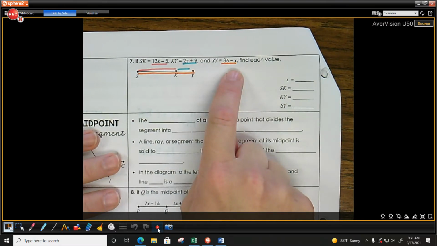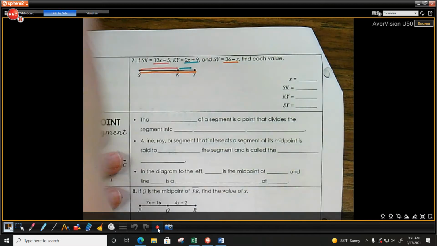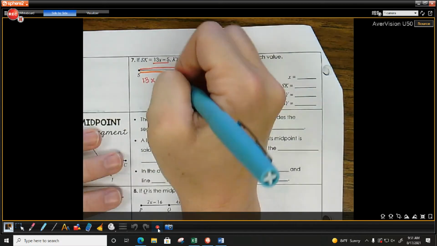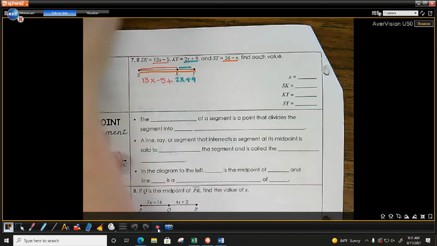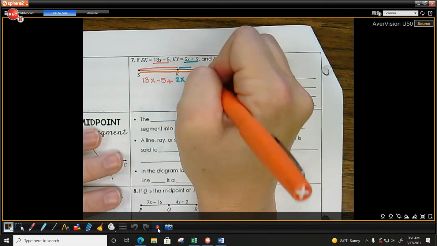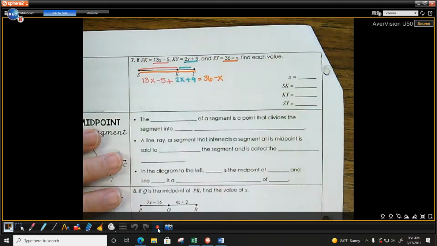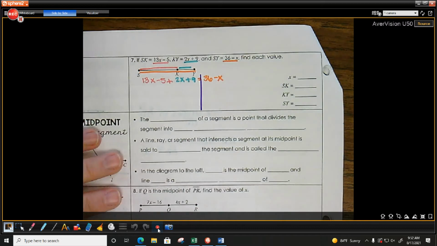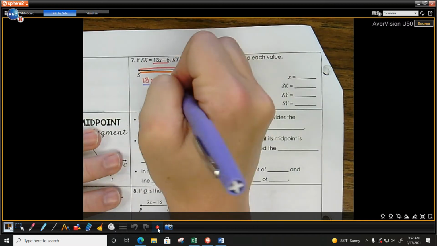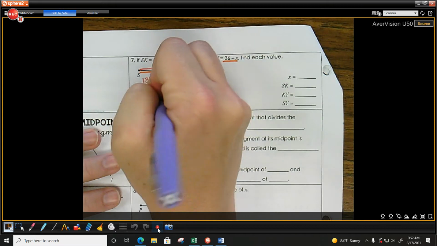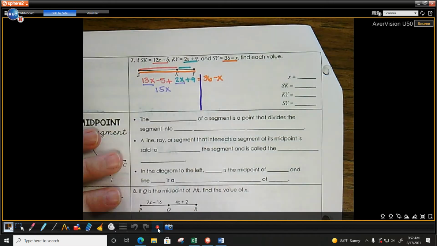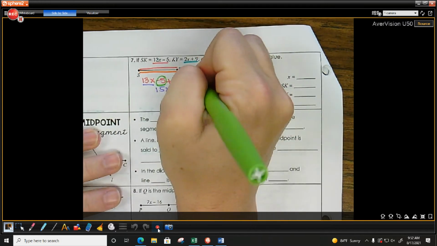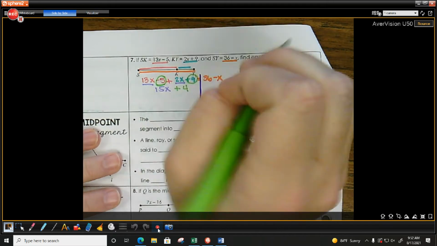Very good. So I have 13x minus 5 plus 2x plus 9 equals 36 minus x. Okay, combine your like terms. 13x plus 2x's. And then negative 5 plus 9 is plus 4. Very good. Drop down your equals 36 minus x.